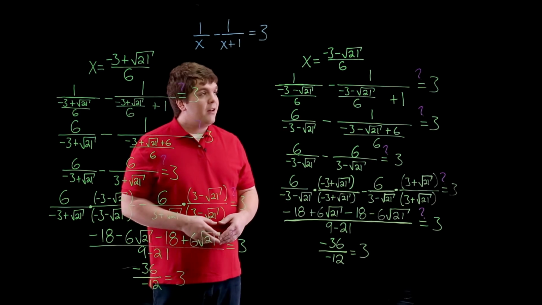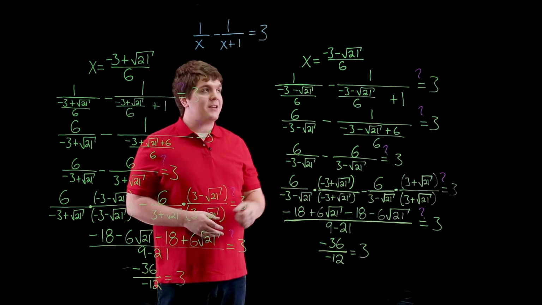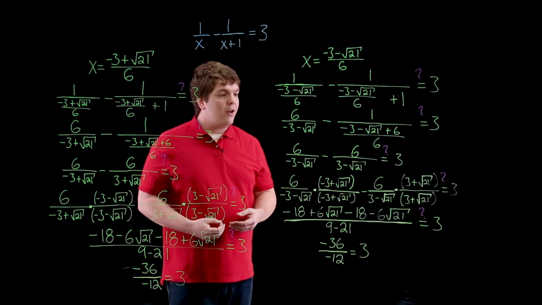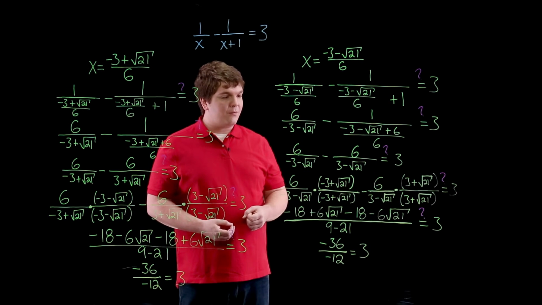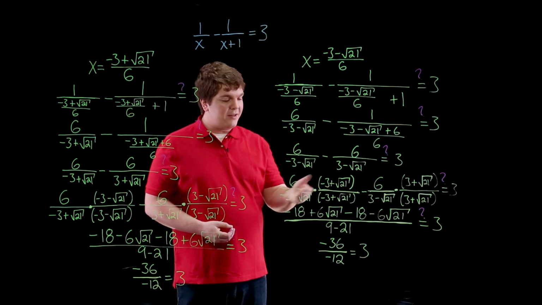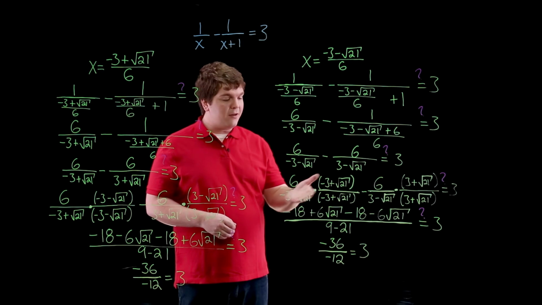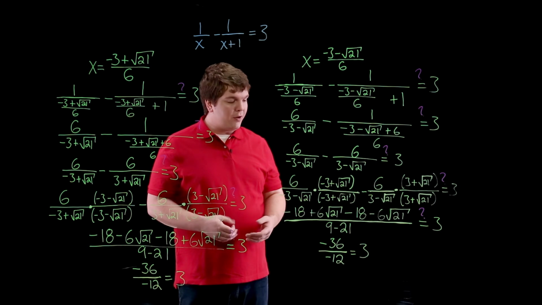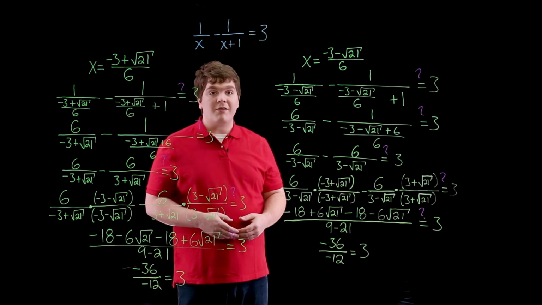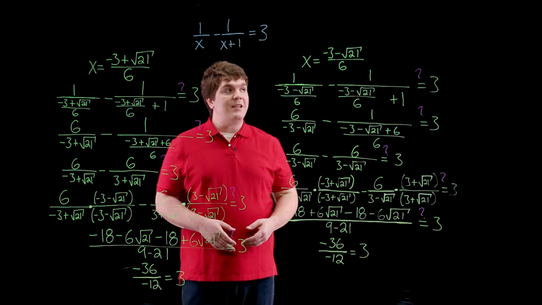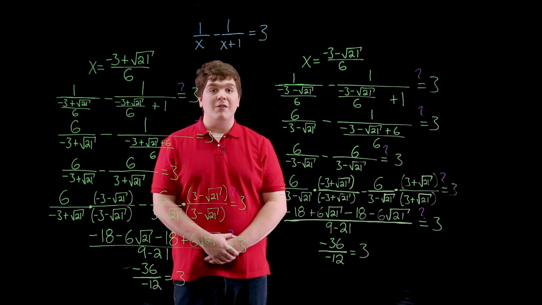So x equals negative 3 plus the square root of 21 divided by 6 is a solution to the initial equation. Now the same type of work is done when we substitute x equals negative 3 minus the square root of 21 divided by 6 into the initial equation. We start off with the same fractions, simplify, and reduce. At this stage, we multiply by the conjugates of the denominator, so negative 3 plus the square root of 21 and 3 plus the square root of 21. And this simplifies down to negative 36 divided by negative 12, which again is equal to 3. So x equals negative 3 minus the square root of 21, all divided by 6, is also a solution to the initial equation.